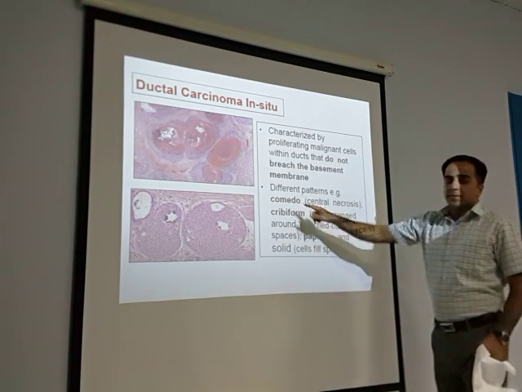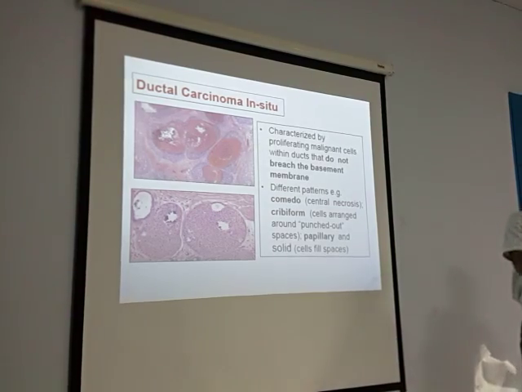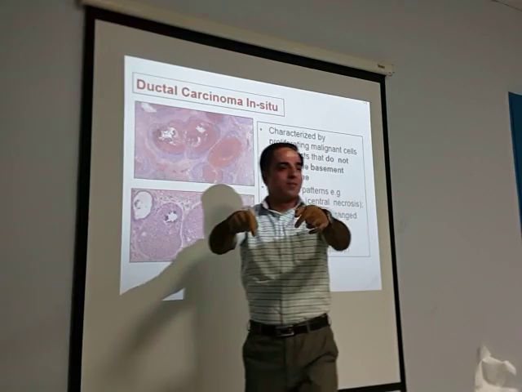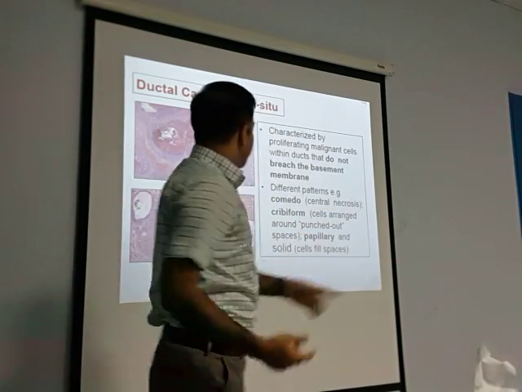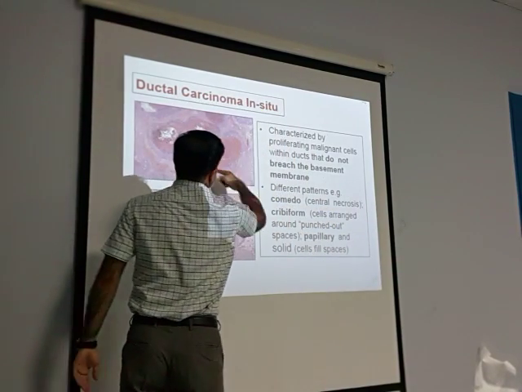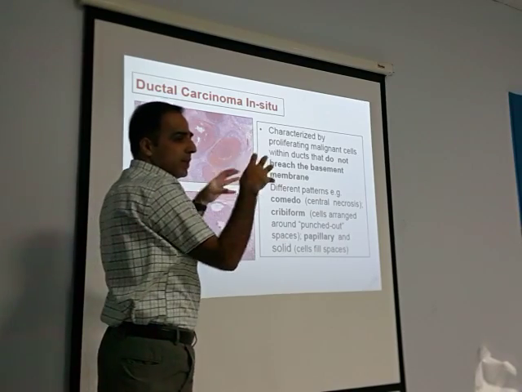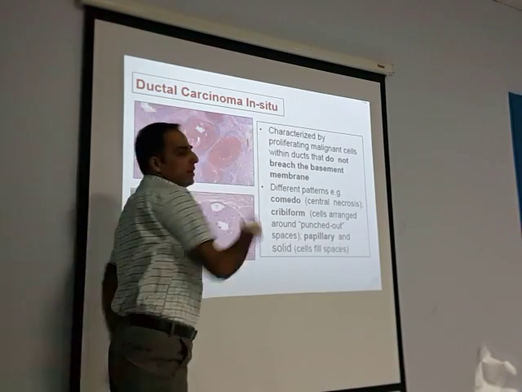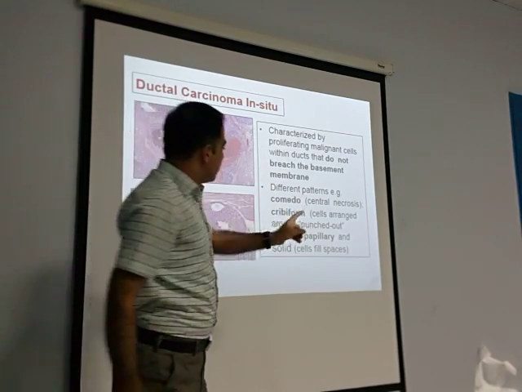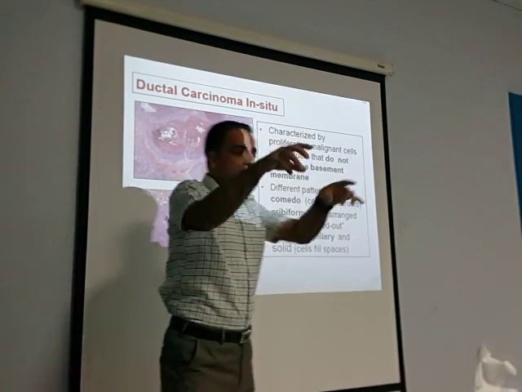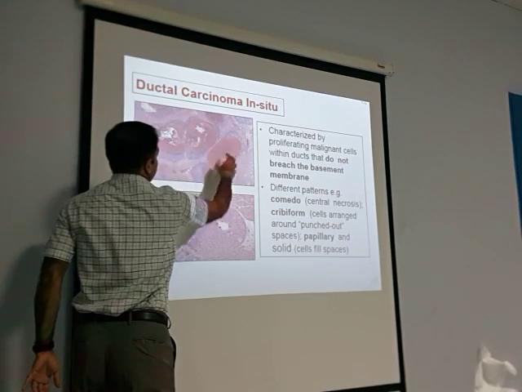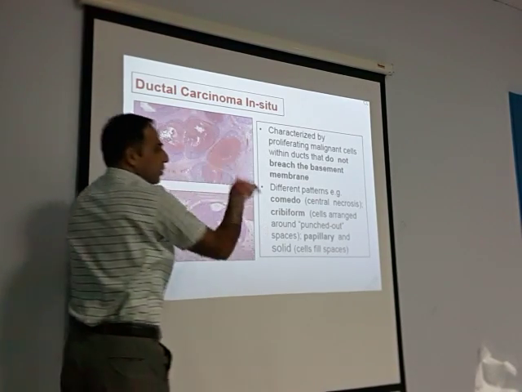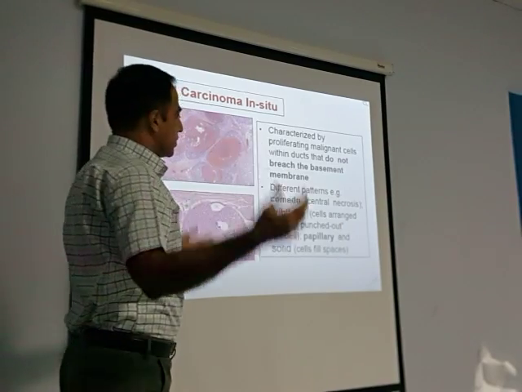Sometimes there is comedo pattern. There is so much growth of the cells that the central part undergoes necrosis because of decreased blood supply. It was first solid, filled with cells, then the central portion undergoes necrosis, and this is known as the comedo pattern. There is central necrosis. This is the comedo pattern of in situ carcinoma, where the central cells undergo necrosis because of fast growth.